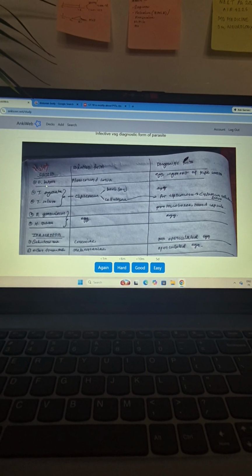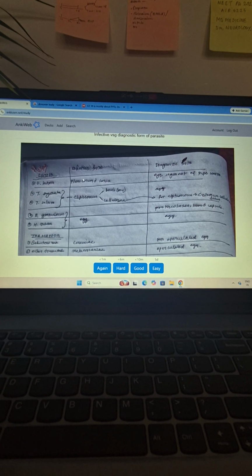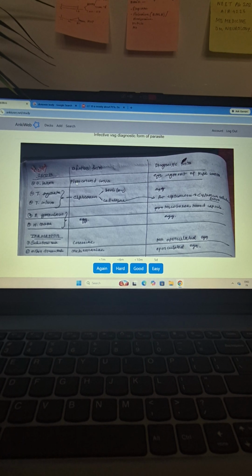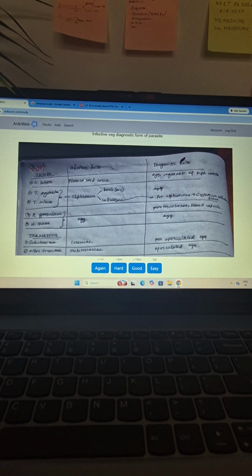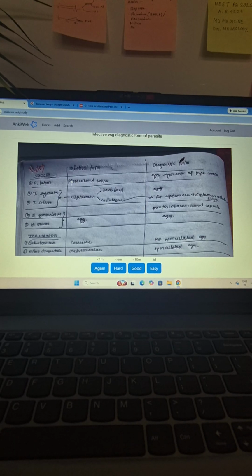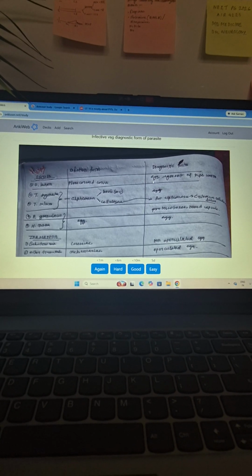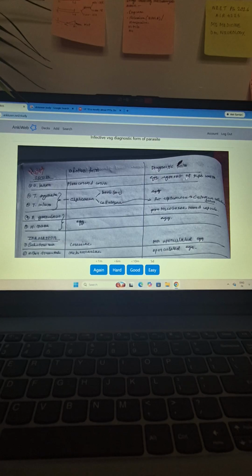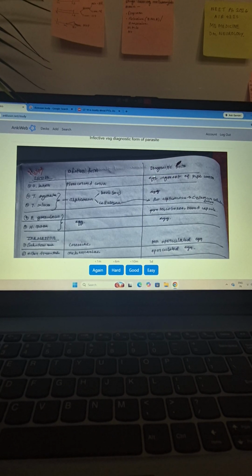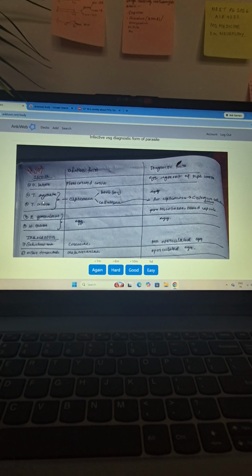In cestodes, Diphyllobothrium latum, the infective form is plerocercoid larva. We'll have to remember this: Diphyllobothrium latum, plerocercoid larva, and it's the tapeworm, right? It has segments, so the diagnostic form is segment of tapeworm and egg. Then Taenia saginata and solium.